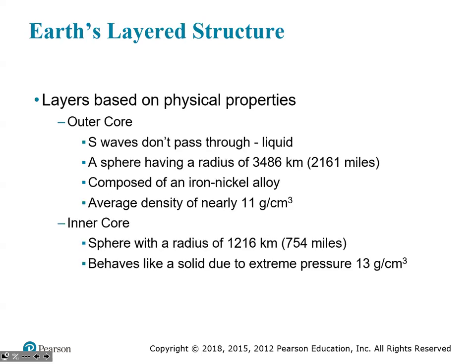Then below that, we have the outer core, which is liquid. We know this because S waves don't pass through it. And this is roughly a sphere with a radius of 3,486 kilometers or 2,161 miles. It's composed of an iron nickel alloy, and it has an average density of nearly 11 grams per cubic centimeter.